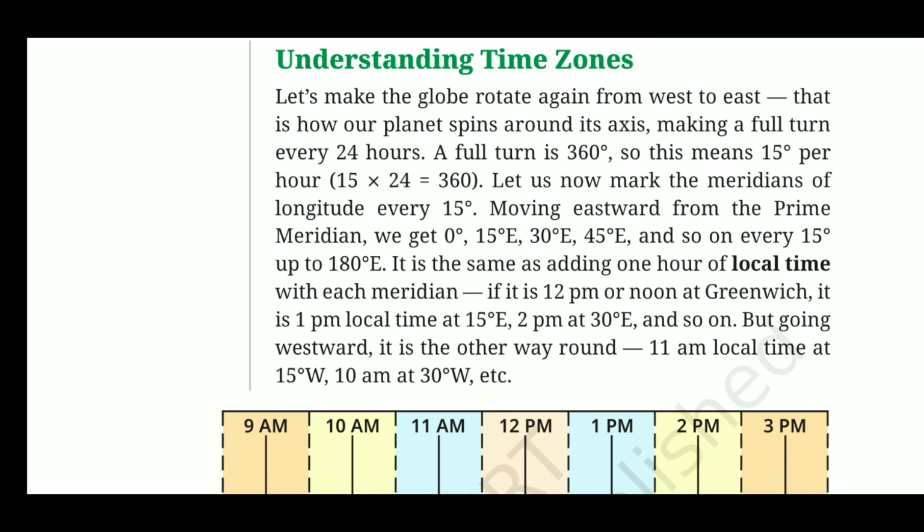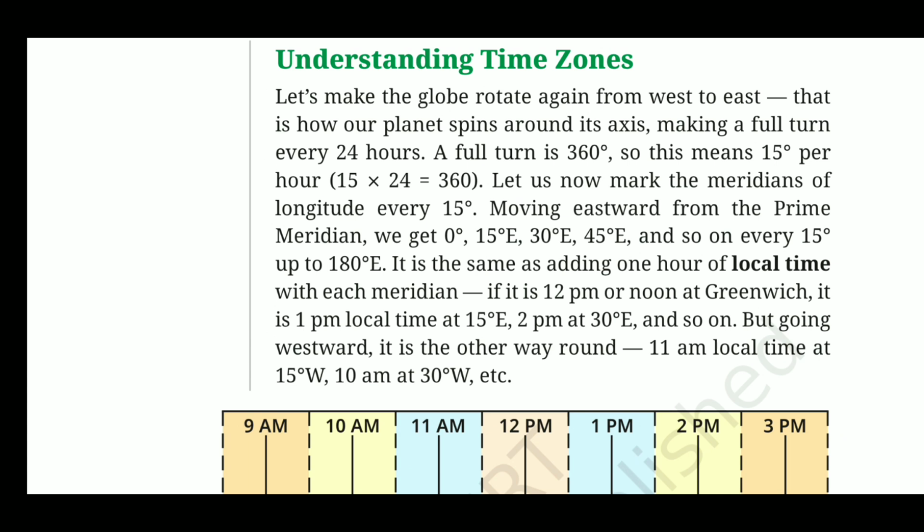Understanding time zones. Let's make the globe rotate again from west to east. That is how our planet spins around its axis, making a full turn every 24 hours. A full turn is 360 degrees. So, this means 15 degrees per hour. 15 into 24 will be 360. Let us now mark the meridians of longitude every 15 degrees.